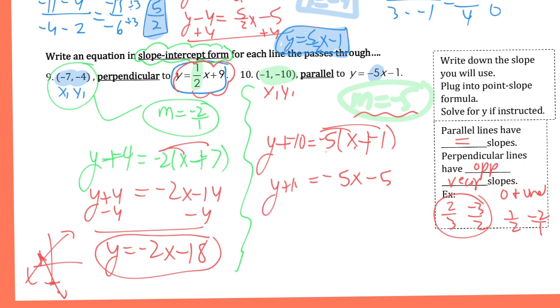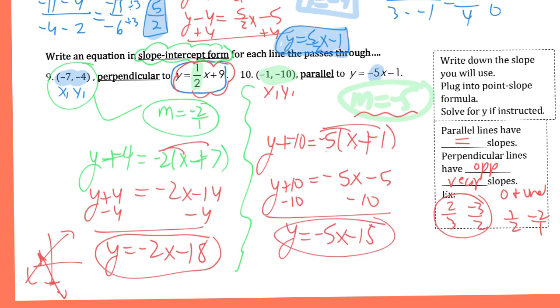Excuse me, sorry. Here we go. And then y is equal to -5x minus 15. And that's going to be our answer. So that will go through the point that they gave us and be parallel to the line that they gave us as well. So it's all about clues.